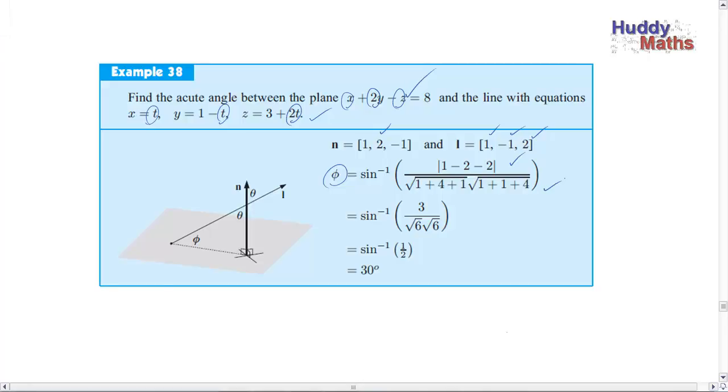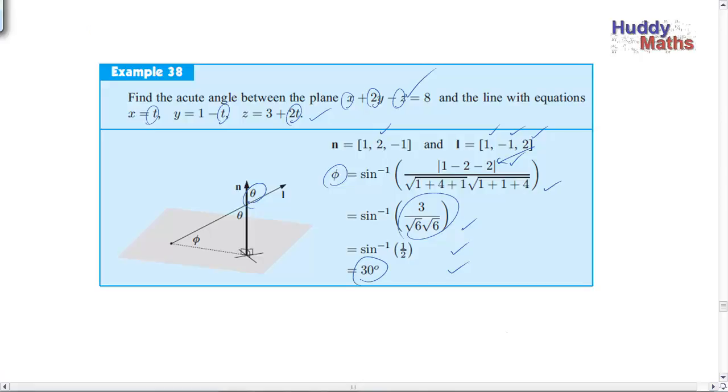We don't know the directions of n and l, so we'll just use the size of the dot product and produce the acute angle. Then we can do that on the calculator. Leave it in this exact form, and in the Casio, if you've got it in math mode for run, then you'll get 30 degrees exactly. Notice that we'd use degrees, not radians here, because we're talking about angles between lines in space.